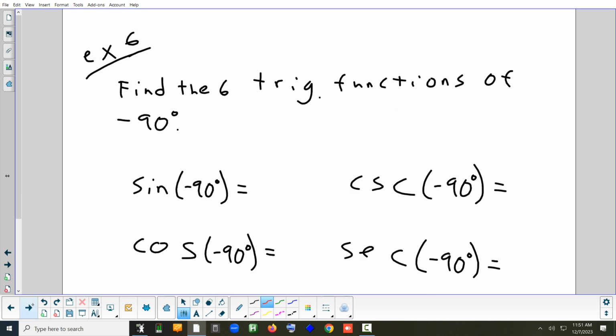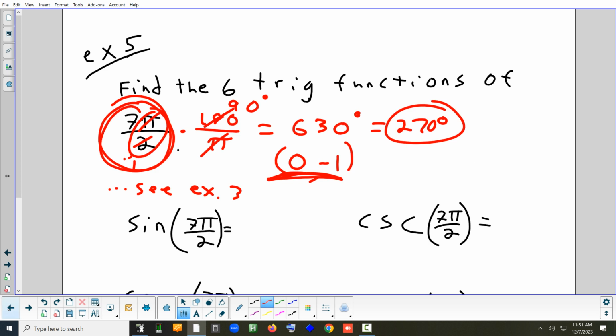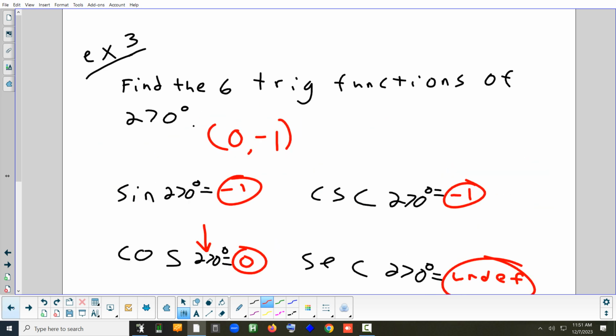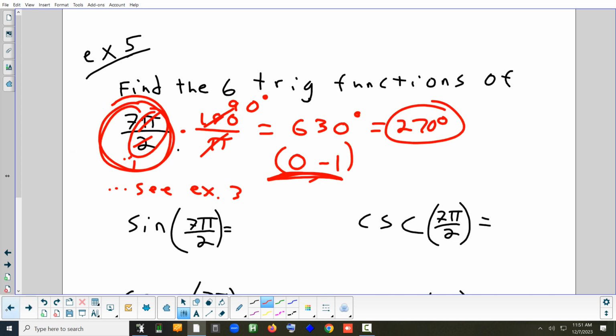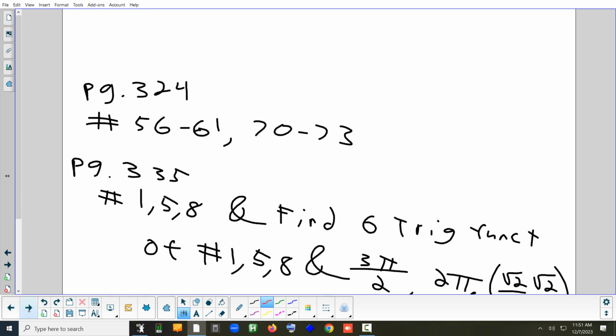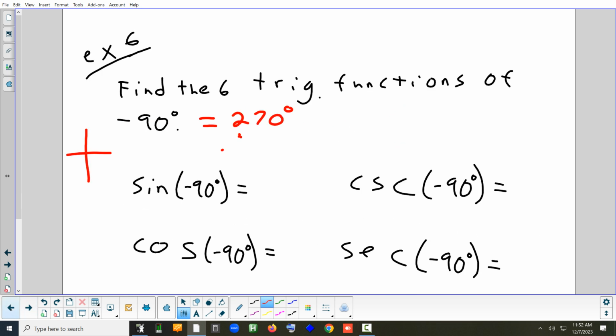Somebody just asked about -90. What angle is -90 the same as? It's the same as 270. So if you can find an angle that's coterminal with it, especially one that you've already done, then there's not much you have to do. So this is the same as example 3. Example 6, example 5, and example 3 are all the same answers. Any question on how you do the trig functions from here? Just get your coordinate and just fill it in.